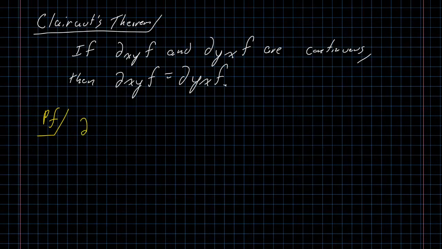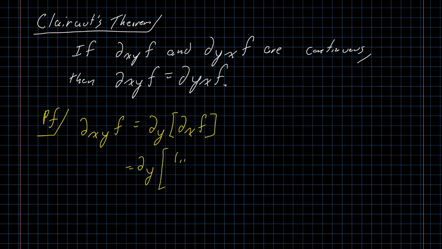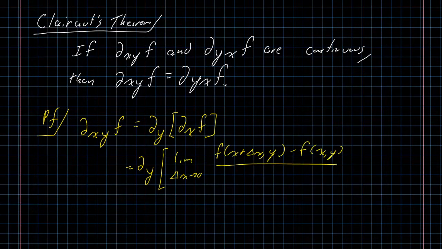So the partial with respect to x then y of f is the partial with respect to x, I'm sorry, doing this backwards, partial with respect to y of the partial with respect to x of f, right? Partial with respect to x, then y. And the partial with respect to x is the limit as delta x goes to 0 of f of x plus delta x, y minus f of x, y, all over delta x.